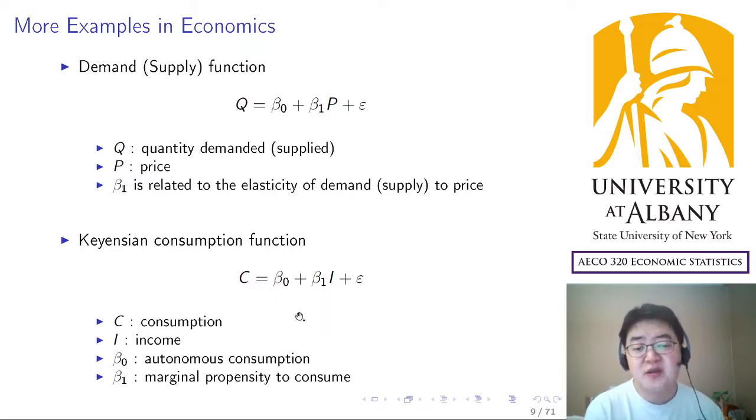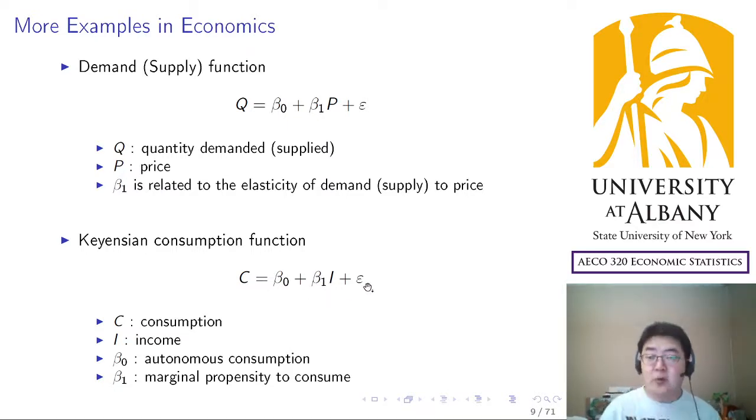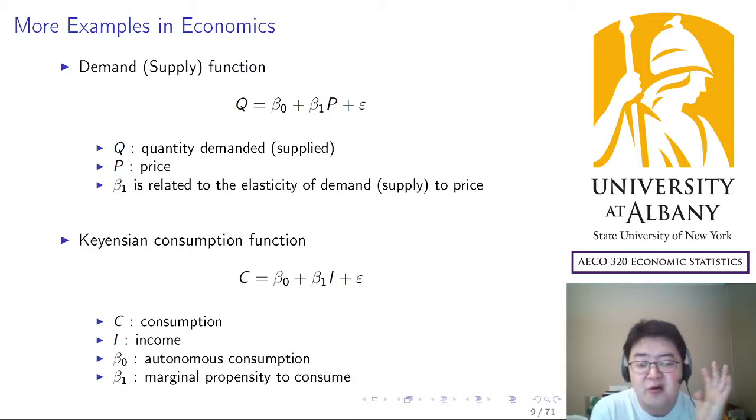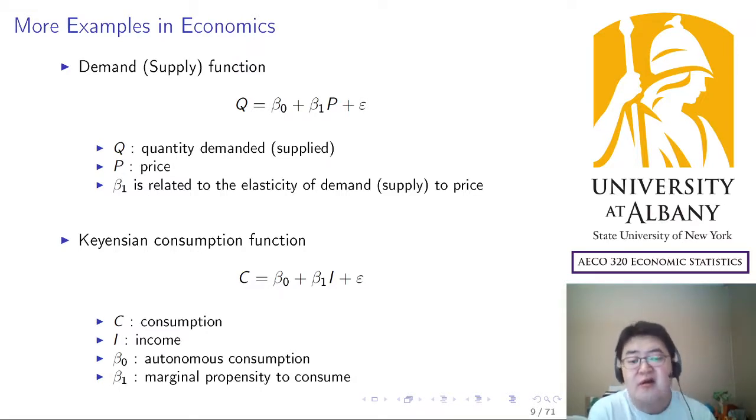So these kinds of consumption that you have to pay, even if you don't have any income, is beta zero, autonomous consumption. And beta 1 is of more interest. Beta 1 is the marginal propensity to consume. So, for example, if you win a lottery and you get an additional $1,000, how much are you going to spend and how much are you going to save? The proportion of consumption out of that additional income is called the marginal propensity to consume.